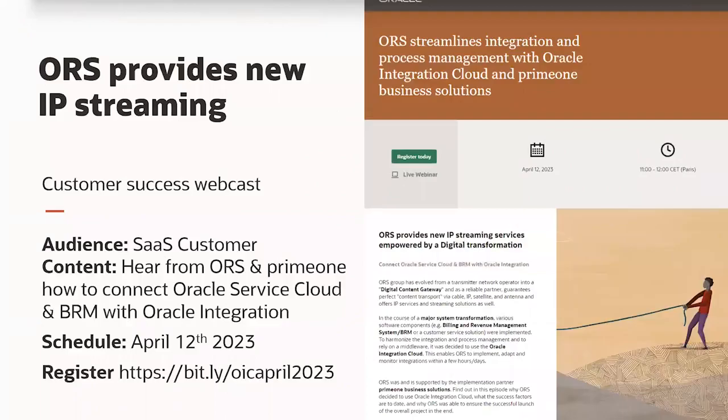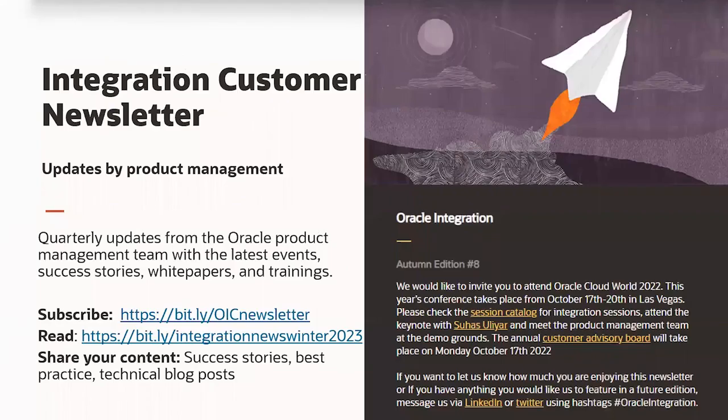Best to learn from successful customer implementations. Prime One, our partner in Austria, has implemented a digital transformation project at ORS. ORS is an Austrian radio and TV broadcaster. Join us on April 12th to learn more on a digital transformation journey and to connect billing and revenue management. All upcoming events, trainings, and product announcements are published in the Integration Customer Newsletter. Read the Winter Edition and subscribe to receive further updates.